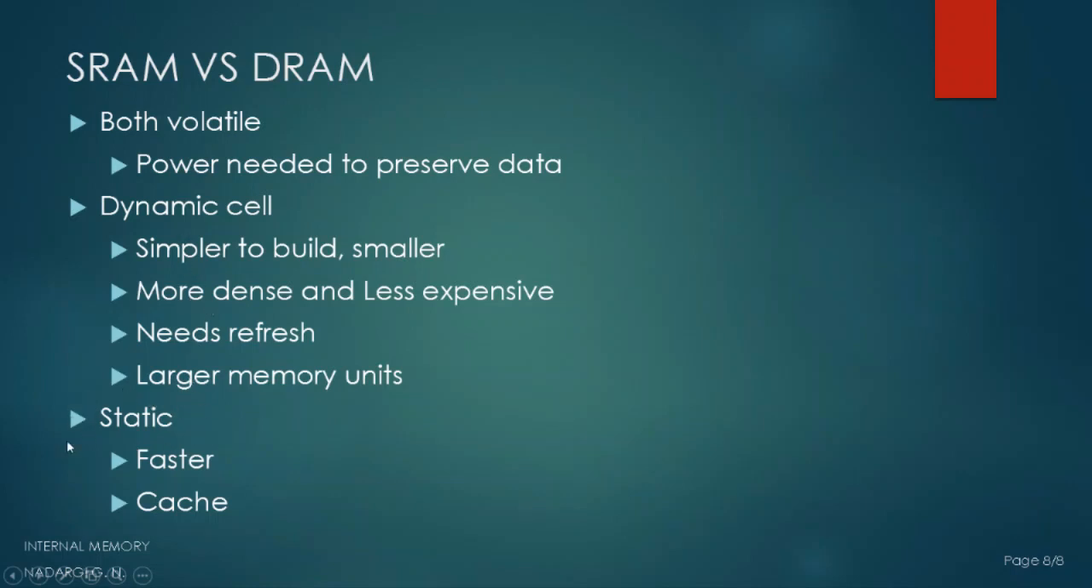Static RAM basically resides near the processor because it is made up of flip-flops, so it can reside on the processor or near to it. As it involves flip-flops, it is faster in nature as compared to DRAM, and it can be used as a cache system, whereas dynamic cells are used as main memory systems. So these are the basic differences between SRAM and DRAM.